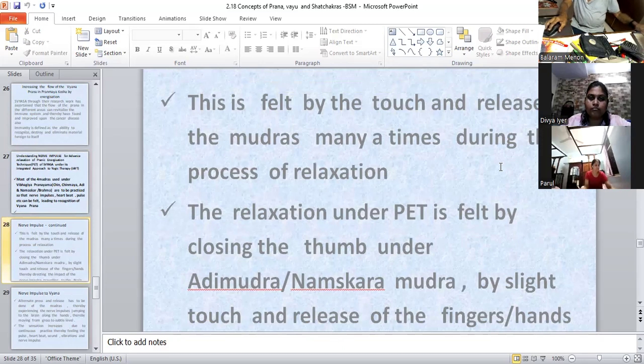This is by touch and release of the mudras, many a time during the process of relaxation. The relaxation of the feet is felt by closing the thumb under Adi Mudra, Namaskar Mudra, by slight touch and release on the fingers. This is in the relaxation stage of PET. PET is pranic inhalation technique. That is done in the relaxation. This is not there in the exhalation, only sectional breathing. This is just for your knowledge. This is PT's experience.